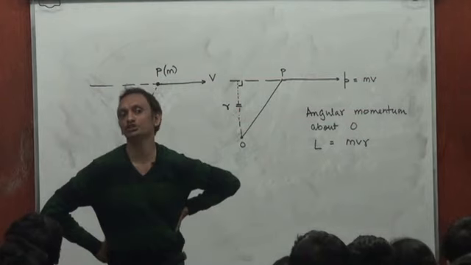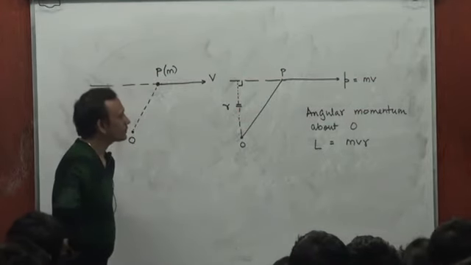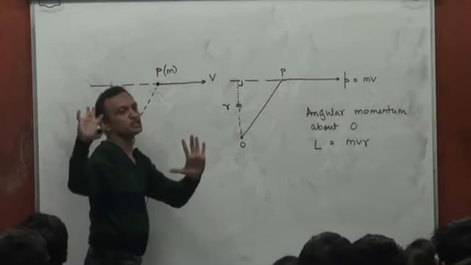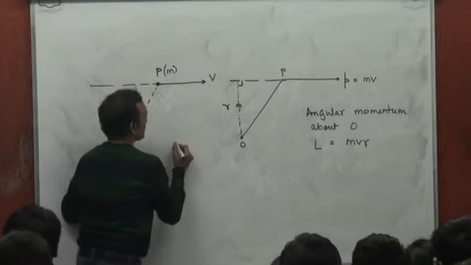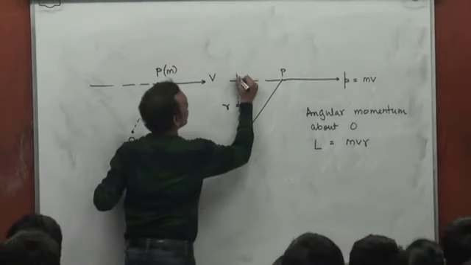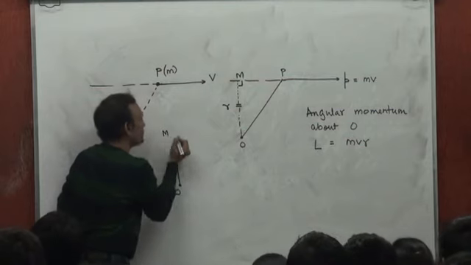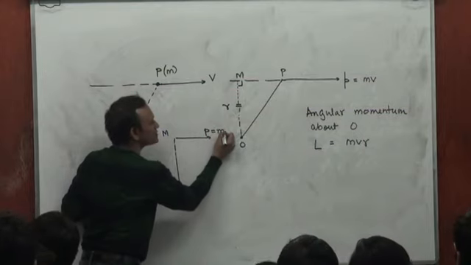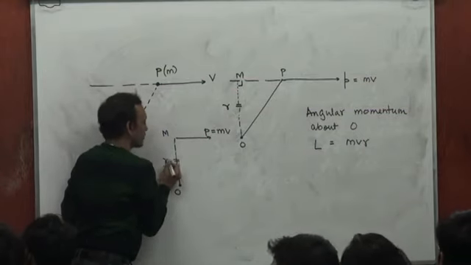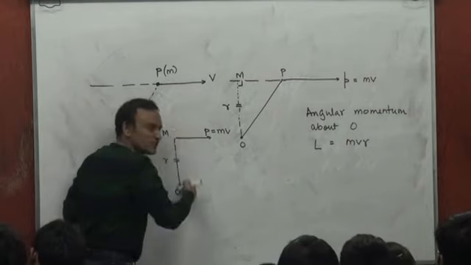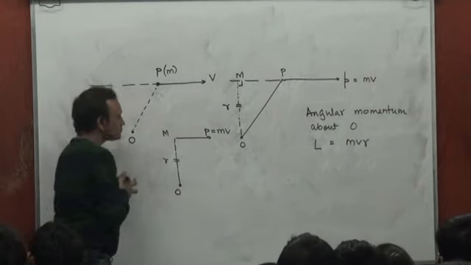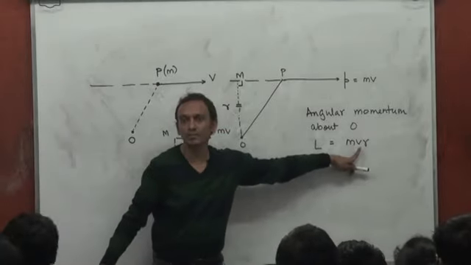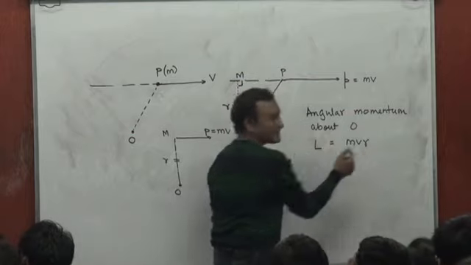In order to find the sense of the angular momentum, mentally imagine the following. This was O, this was M, and this was the line of action of the linear momentum. This was R. Now, the magnitude of the angular momentum about O is mv into r.